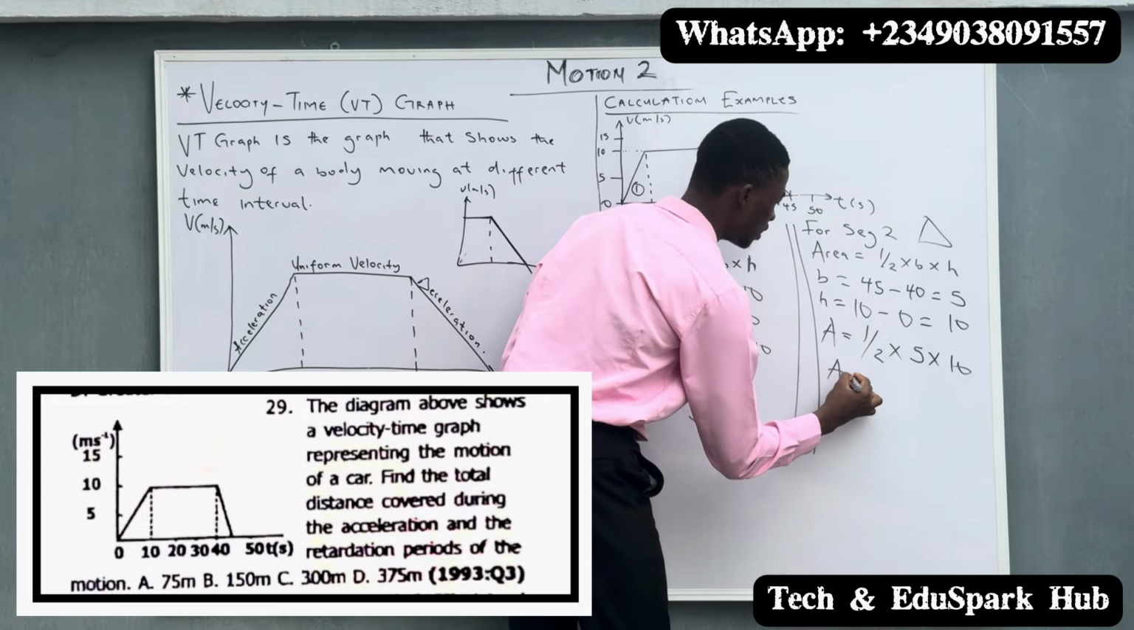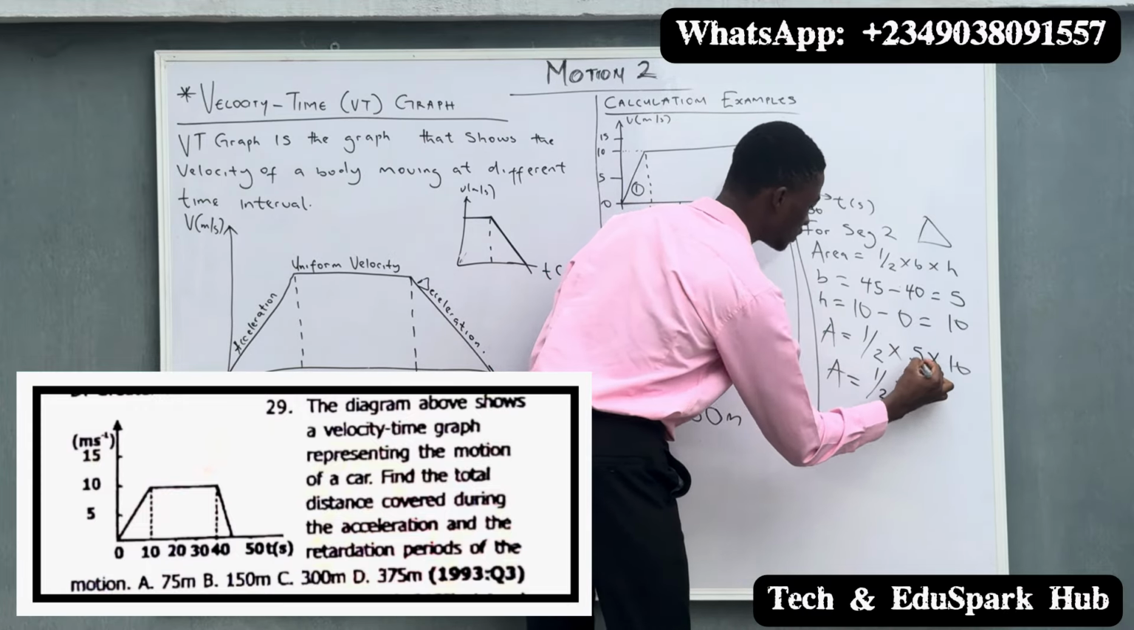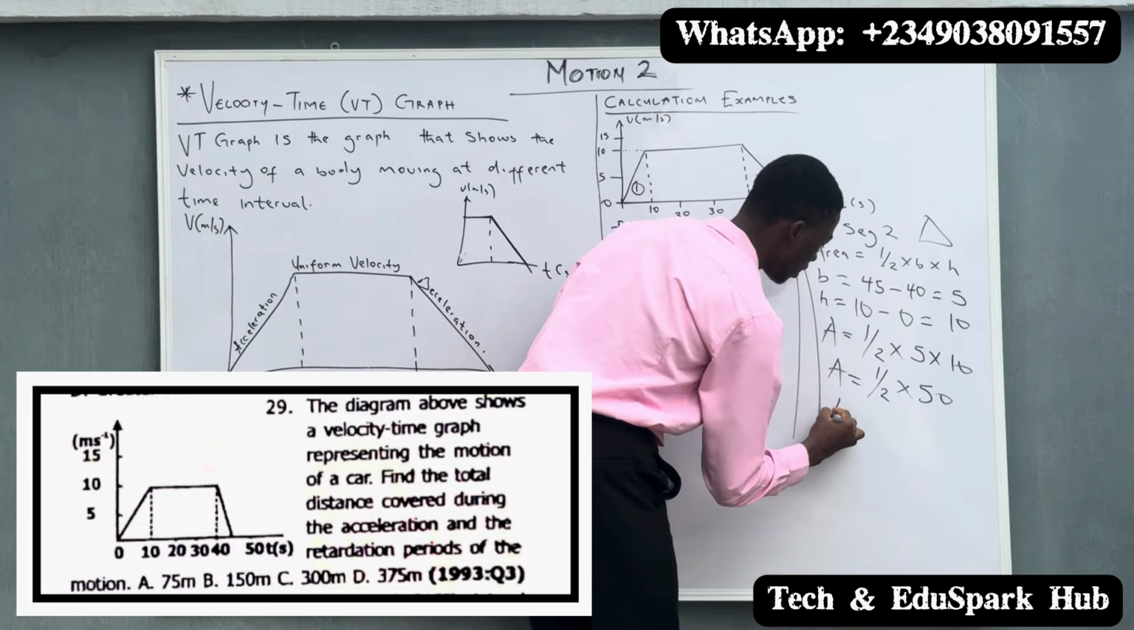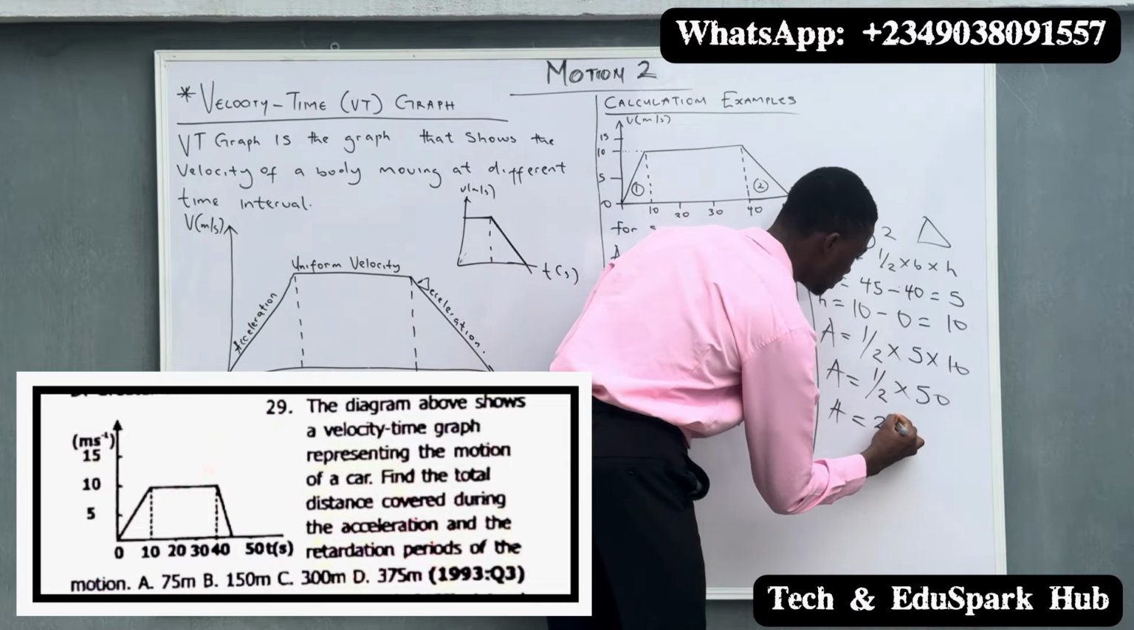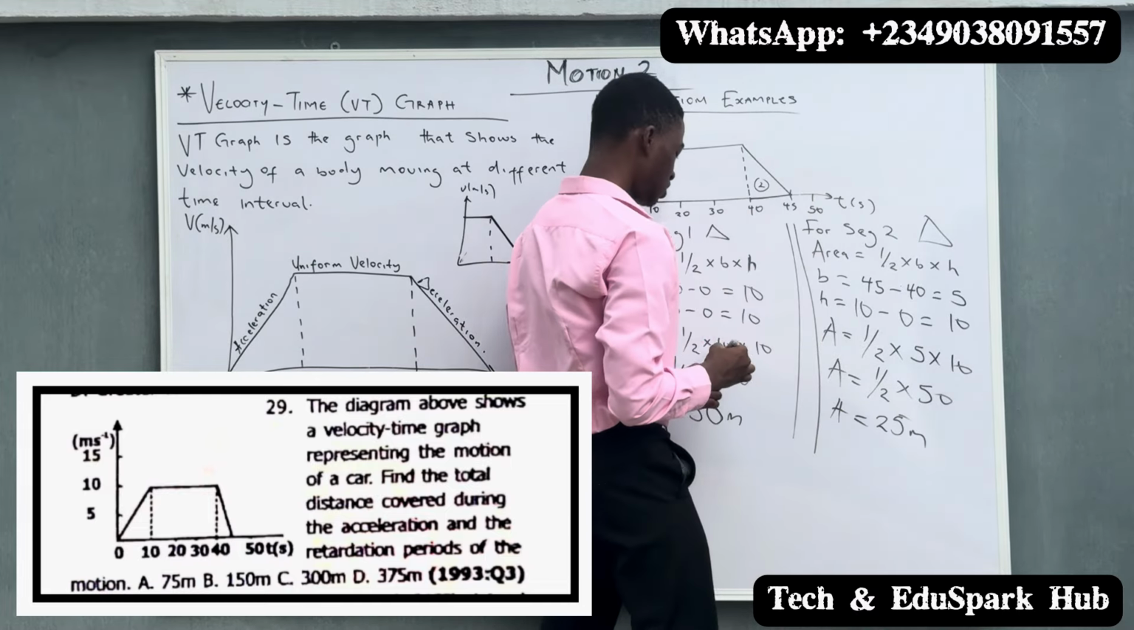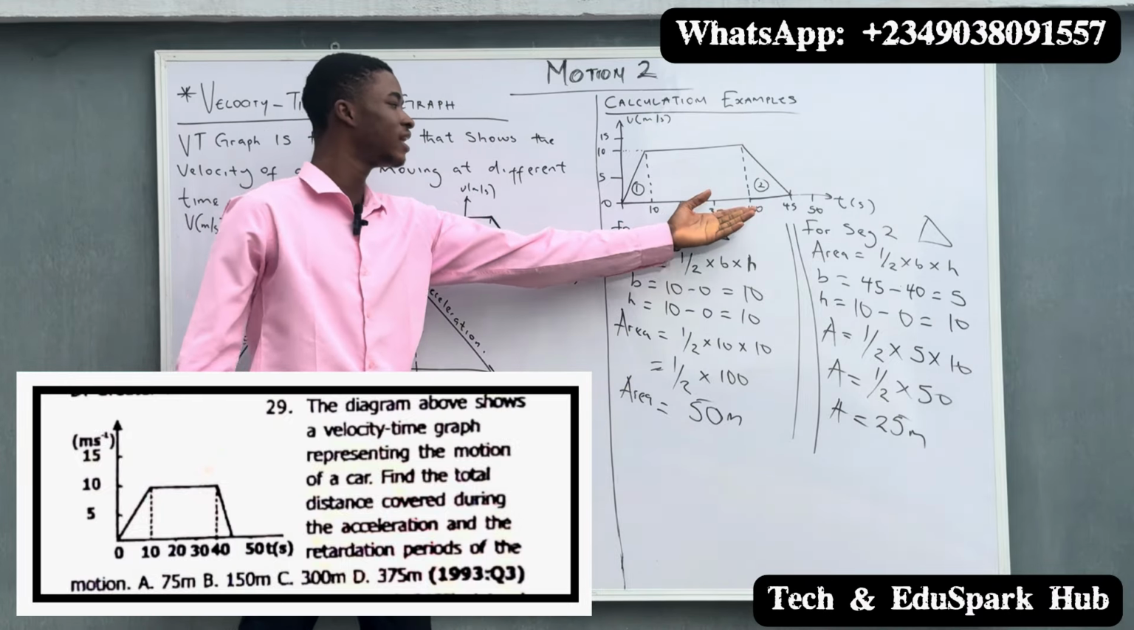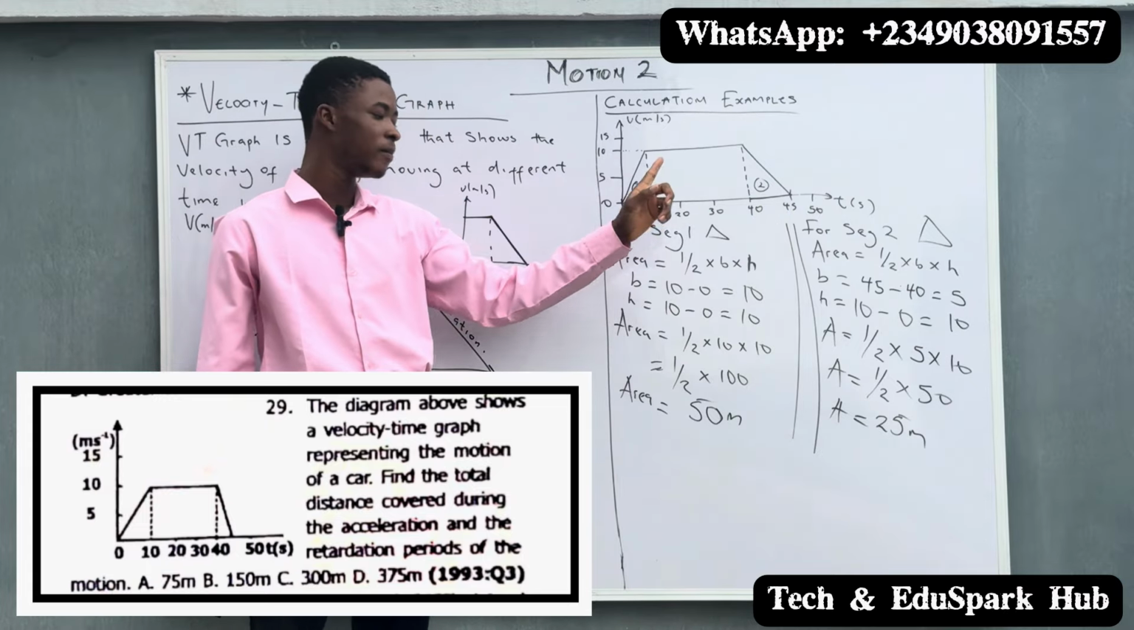So area will be given as 1 over 2 multiplied by, 5 times 10 will give us 50. So our area will be equal to 25 meters. So this is the area of the retardation period, which is the deceleration period.